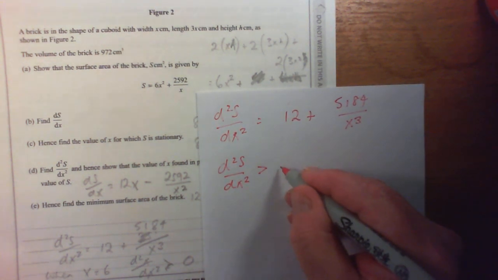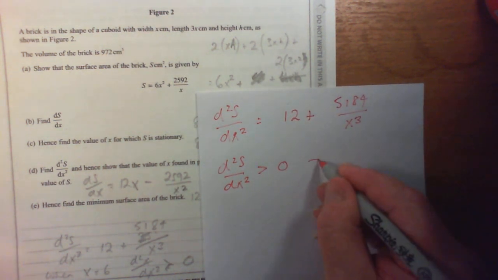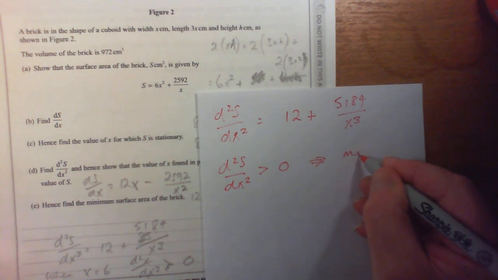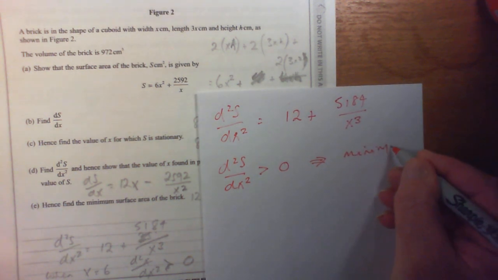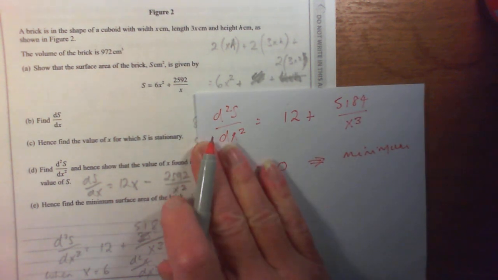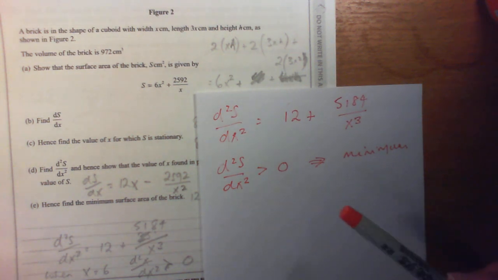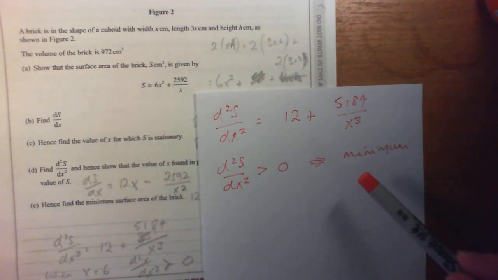So d²y/dx² is greater than 0, therefore the minimum. You do need to put this full statement in. If you just state it's a minimum of whatever, you're going to lose marks. You need to specifically put this in to get your full marks.